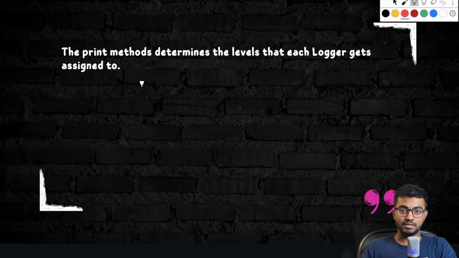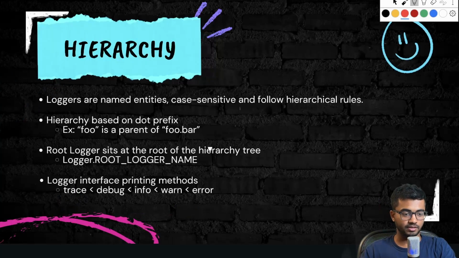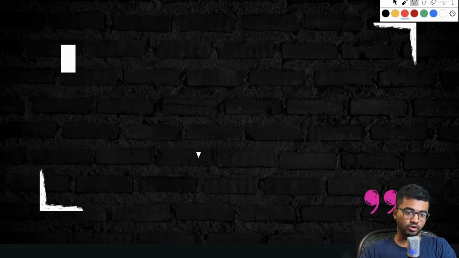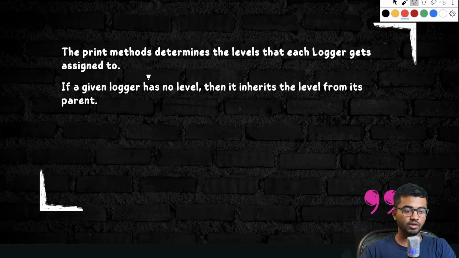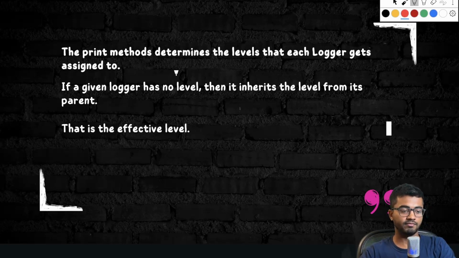So the print methods that we discussed last slide, like trace, debug, warn, info, and all of that, these define the level of the log request. If a given logger has no level, it derives its level from its parent. It goes up. And for each one to have a default configuration at the end, we have to have an effective level. This whole process of getting the level from its parent is called the effective level in the context of loggers.